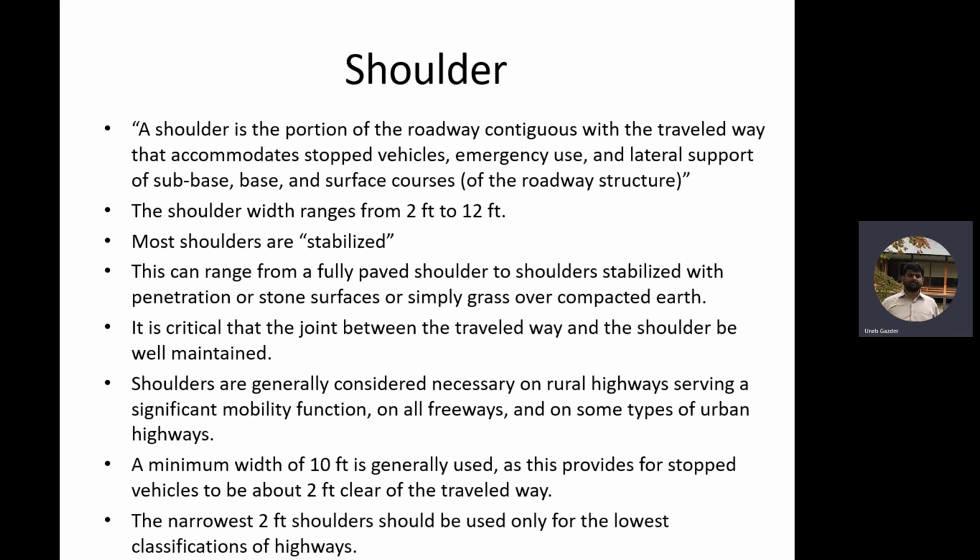Normally we use a shoulder width of 10 feet, but you can provide a width as narrow as 2 feet for local roads and so on. We said the shoulder is for stopping, right? So you stop on the shoulder. In 2 feet you cannot fix a car. A car has a width of, I think, 9 or something. So what will happen when you give a shoulder of 2 feet? What will happen?